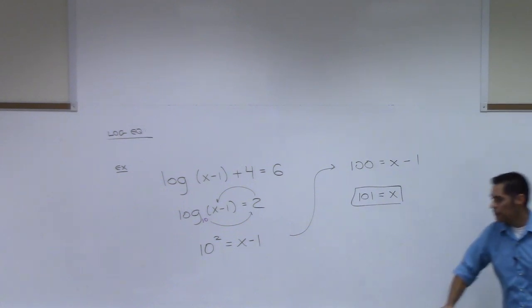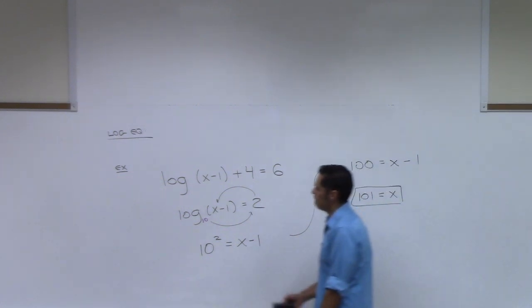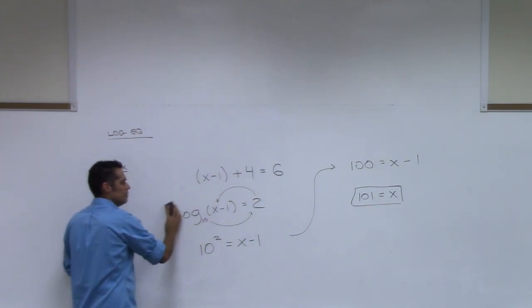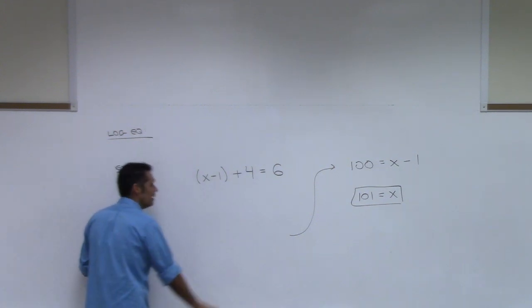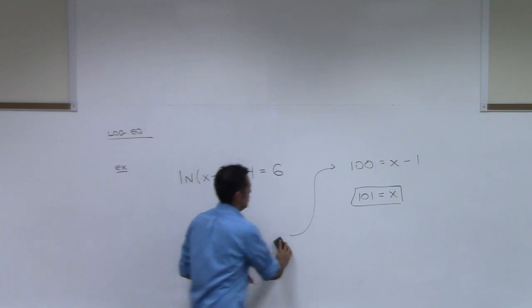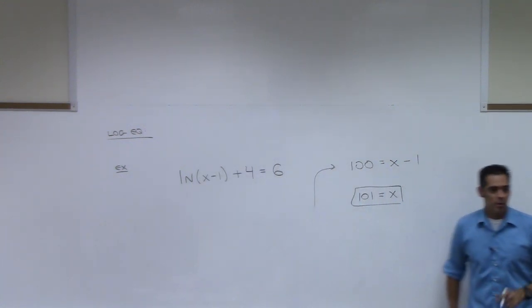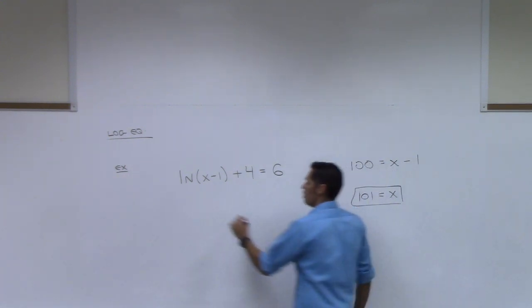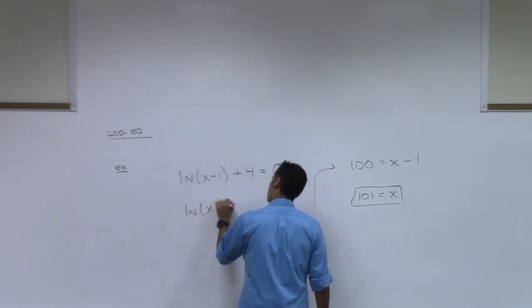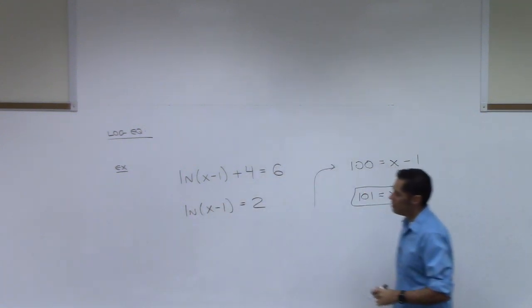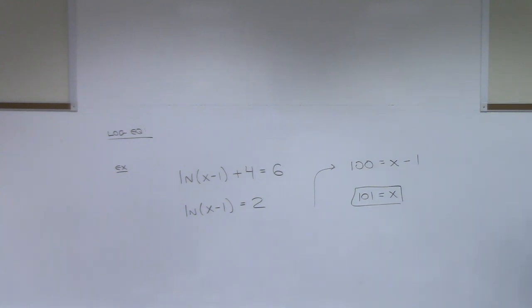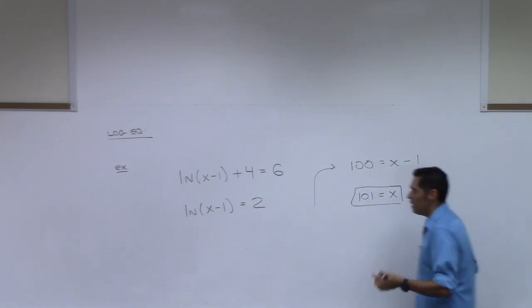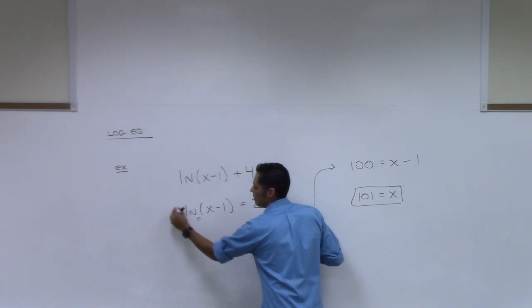One more. I want us to do the same problem, but I'm going to change log. Anyone have an idea of what I'm going to change it to now? ln, natural log. Okay, so if that was the equation, we'd have the same first step. We'd still want to subtract 4 on both sides, wouldn't we? So we go natural log of x minus 1 equals 2. And now we try the loop. But what's the base? It's e, right? Because it's not written.